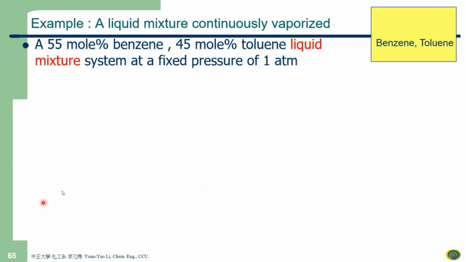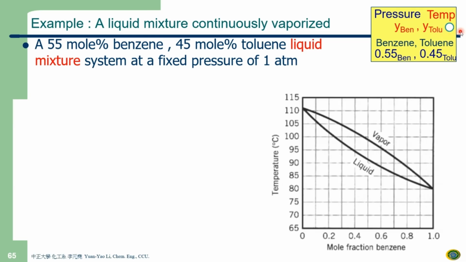So the example is that a liquid mixture continues to vaporize. That's a 50 mole percent benzene and 45 mole percent toluene liquid mixture system at a fixed pressure of 1 atm. So the liquid is 55%, 45%, right? And you keep the pressure constant at 1 atm, and then you increase the temperature, and then you get the first bubble. So these two, the temperature and the composition, the molar fraction in the gas phase of the bubble.